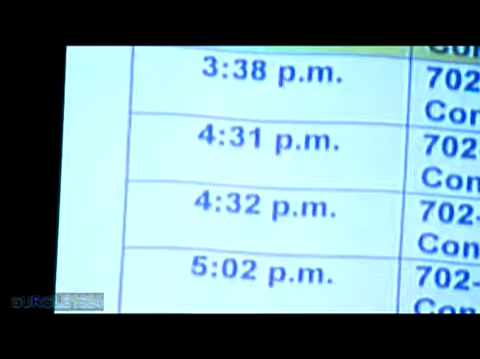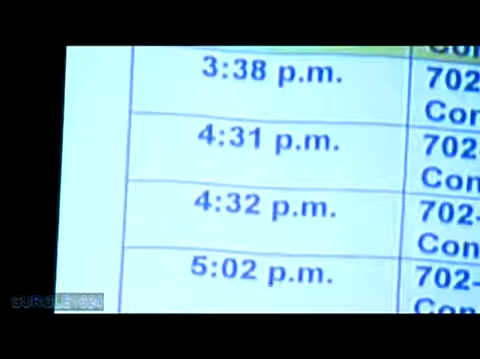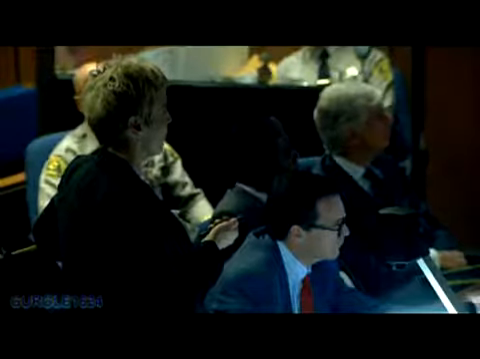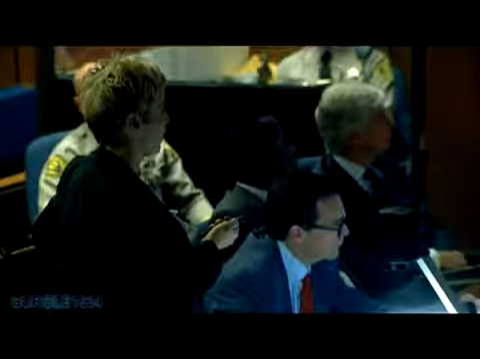310-310-8070, 1 minute. Yes. Same at 4:32 p.m., same call from Dr. Murray's cell phone to the same 310 number, 1 minute duration, and the same at 5:02 p.m., same call from Dr. Murray's cell phone to the same 310 number, 310-8070, 1 minute. Is that correct? Yes.